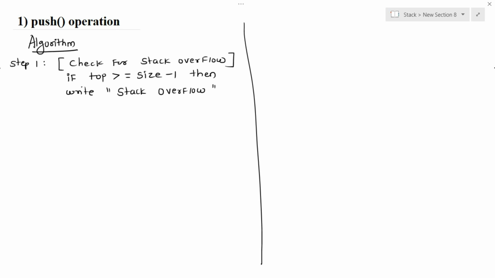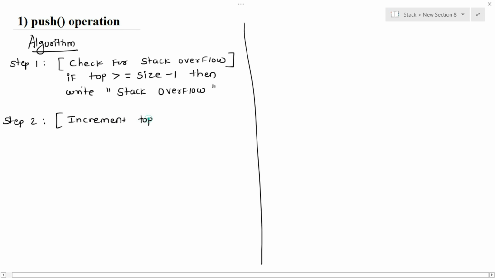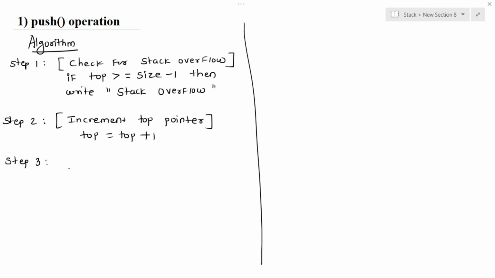Okay, now let's see step number 2. If step 1 is false, that means if the stack is not overflow, then increment the top pointer. That means write down top is equal to top plus 1. Okay, step 3. When we increment the top pointer, then insert the element at the top of the stack. So step 3 is insert element in the stack.